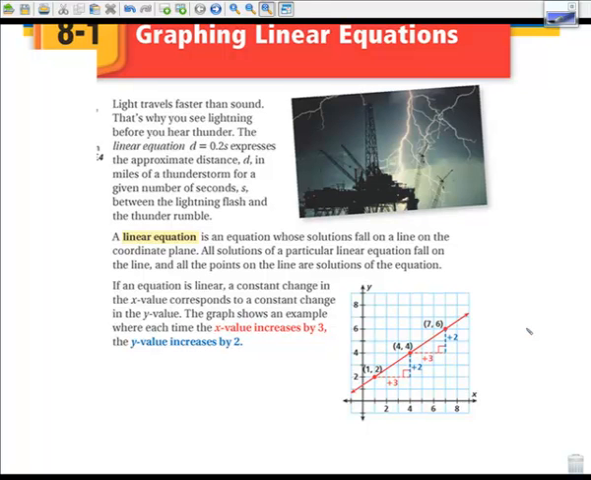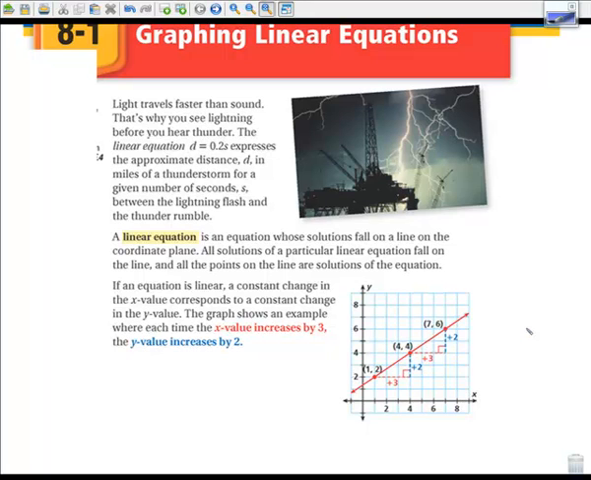Lesson 8.1 is graphing linear equations. In the scenario we have here, they're talking about how light travels faster than sound, and there is a linear relationship between the two. You're always going to hear the thunder a certain number of seconds after the lightning. And if you were to graph it out, you would see that there's a linear relationship.